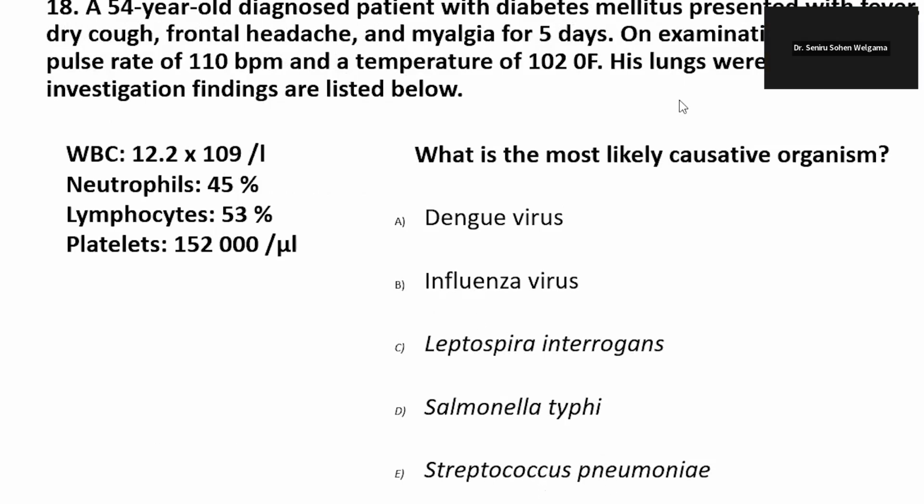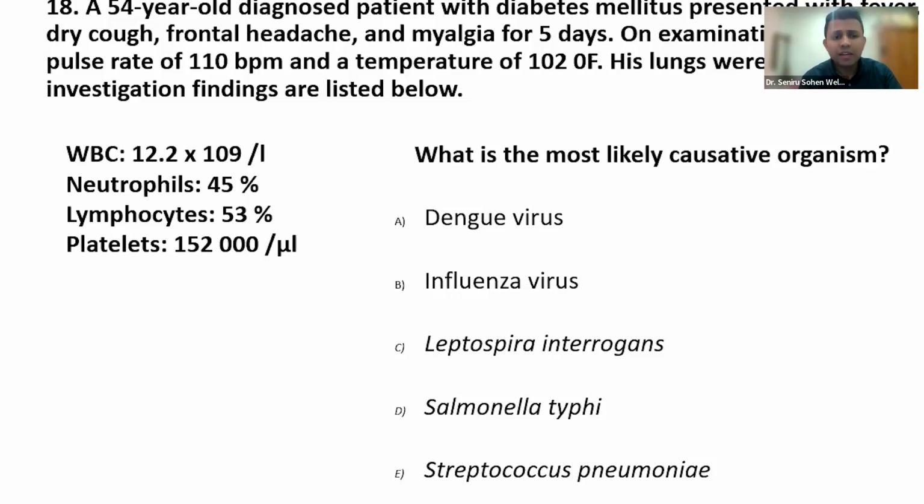Okay, so we have a 54-year-old diagnosed patient with diabetes presenting with fever, dry cough, frontal headache, and myalgia for 5 days. On examination, he had a pulse rate of 110 and a temperature of 102. Lungs are clear. So we are talking about a patient having acute fever with a very high pulse rate, dry cough, headache, myalgia, which can happen with most of these infections. But the important thing here is the WBC count is high and it is lymphocytic, and there's a marginal thrombocytopenia. So, what is the most likely cause of this?